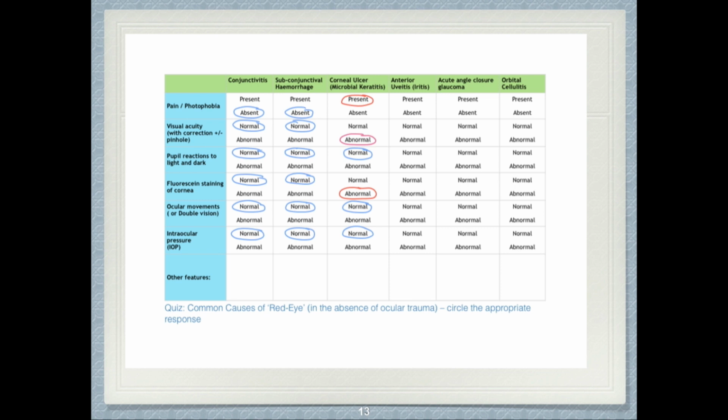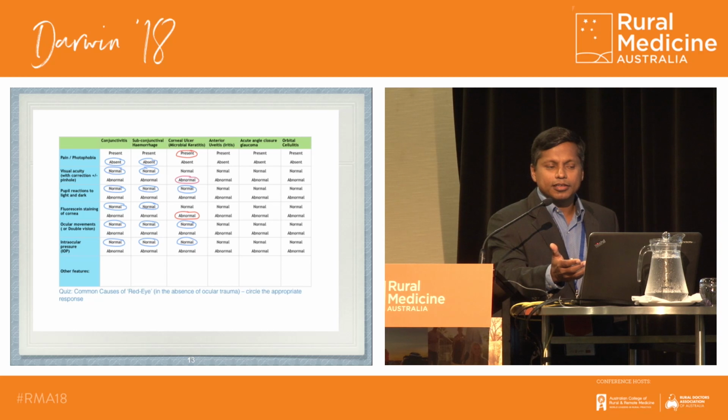So in infectious keratitis, usually there is pain and photophobia, and the visual acuity would be reduced because it's involved in the cornea. Okay, and the pupil reactions to the light should be normal. Fluorescein staining of the cornea, what do you expect? Should be abnormal. We have seen some slides before, because it's a defect in the corneal surface. There'll be a fluorescein uptake, so that would be very helpful.